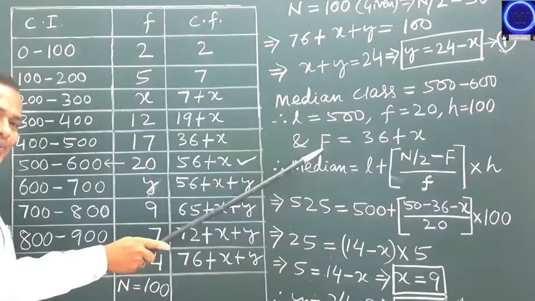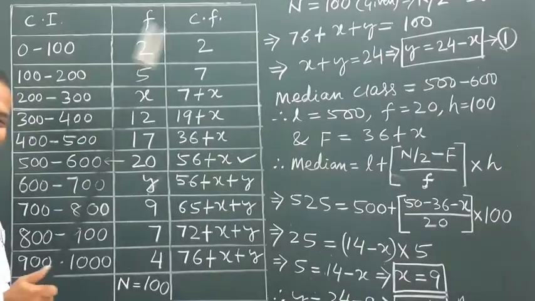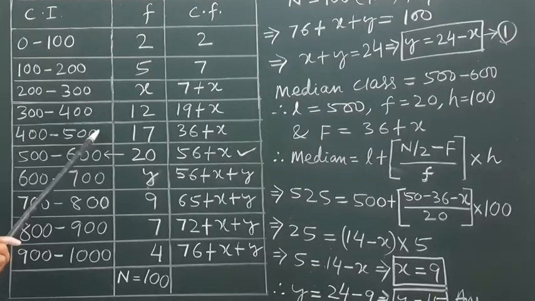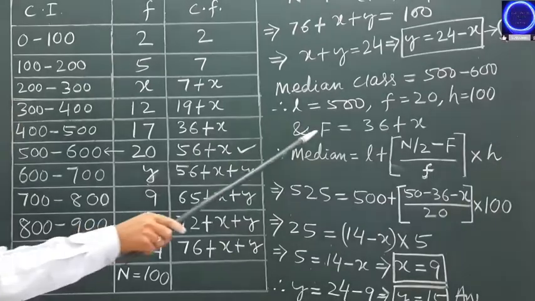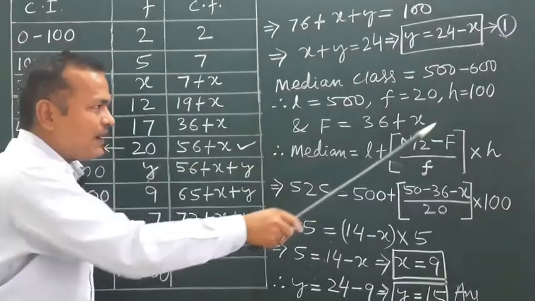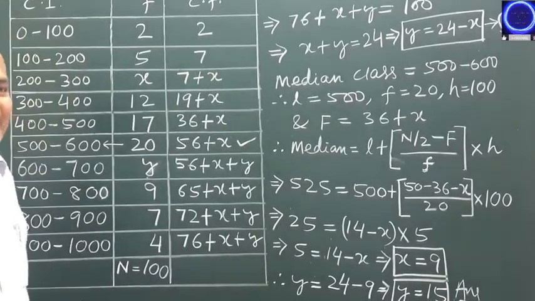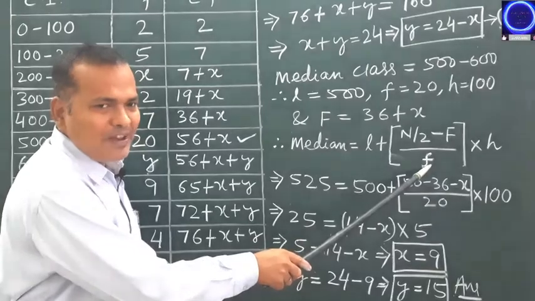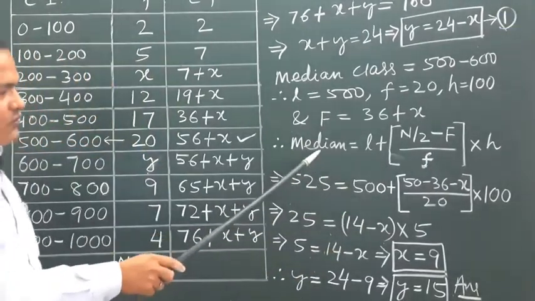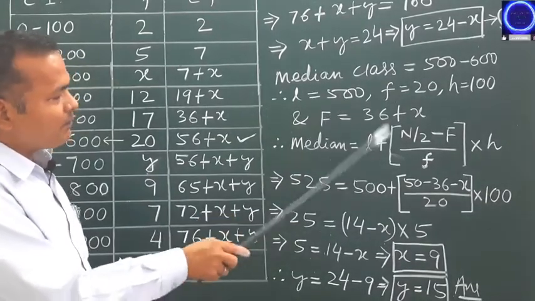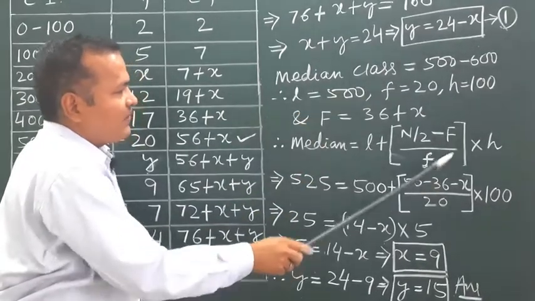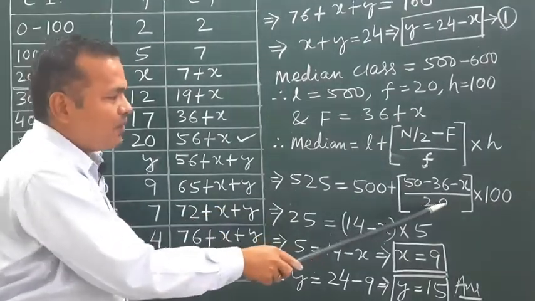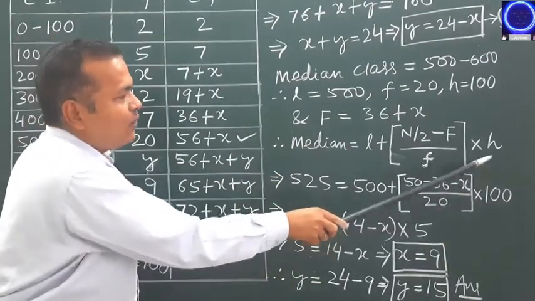Then capital F, you know, is the cumulative frequency of the preceding class. Here the median class is 500 to 600, the preceding class is 400 to 500, and its corresponding CF is 36 plus x. So capital F is 36 plus x. Put all these values in the median formula, and in the question it is given that the median is 525. The median formula is L plus n by 2 minus capital F, whole divided by small f, whole into h. Put the values: median is 525, L is 500 plus, n by 2 is 50 minus capital F, which is 36 plus x. Upon subtraction, it will be minus 36 and minus x, whole divided by small f, which is 20, whole into h, which is 100.